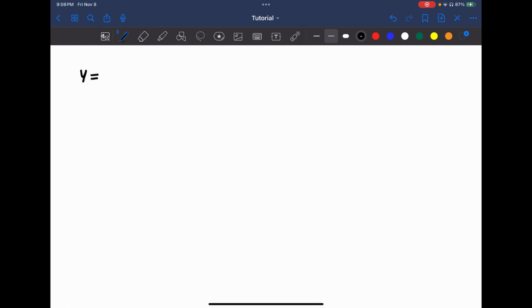So our first example is y equals 2. The derivative of this function will be 0, as stated in the constant rule. And this is our final answer.